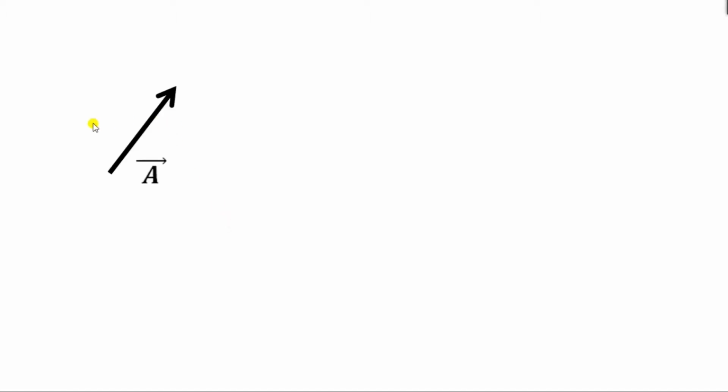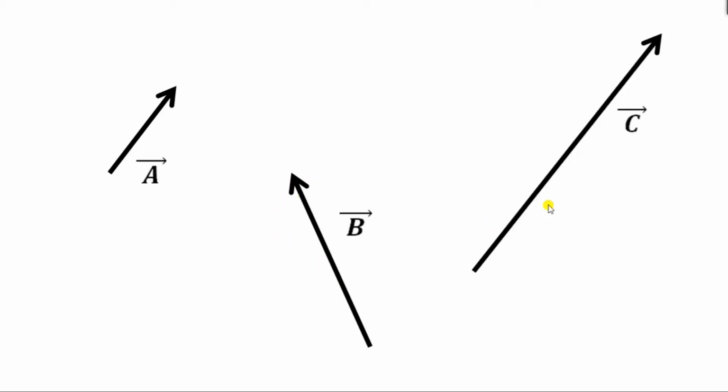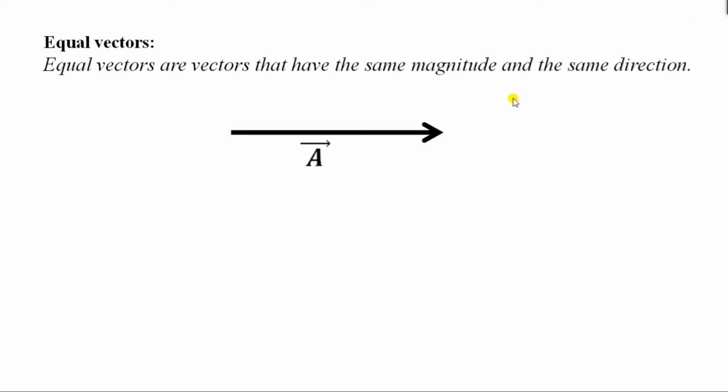For example, this is a vector A and it is pointing towards this direction, and vector B is another vector in another direction, and the magnitude of B is greater than the magnitude of A. And vector C is another vector having magnitude greater than A and B, and the direction of C is in this direction.